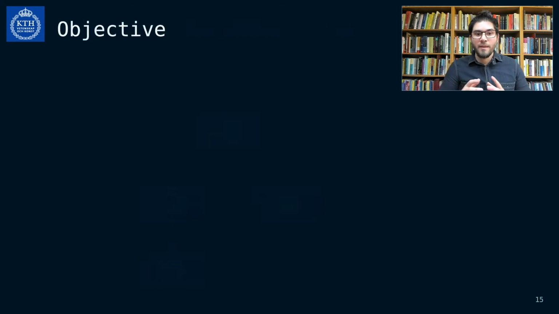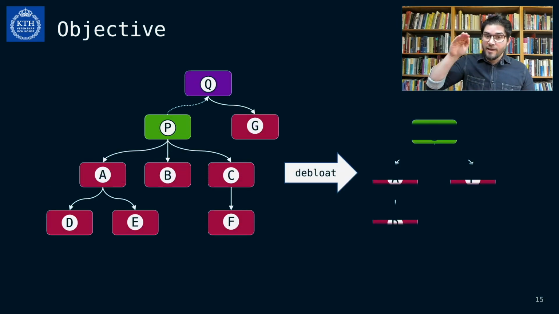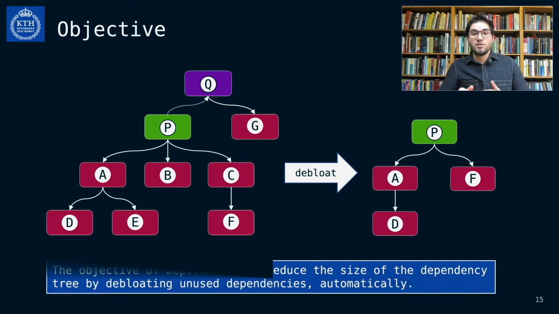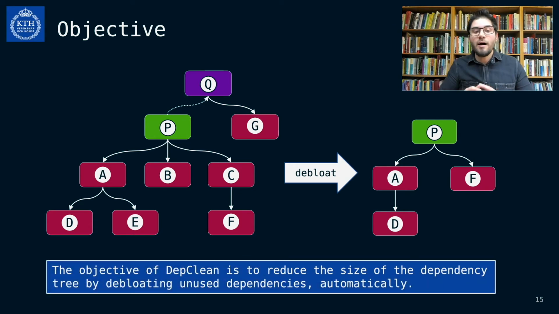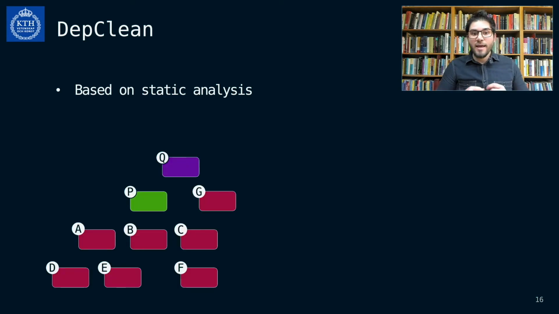To sum up, the main objective of DepClean is, for a given Maven project P, to debloat its dependency tree in order to produce a smaller version of it without bloated dependencies. DepClean performs this task based on a static analysis of the bytecode calls. It doesn't need the source code of a project to run the analysis. It can analyze the bytecode of compiled Maven artifacts.